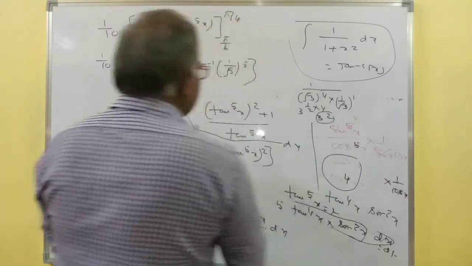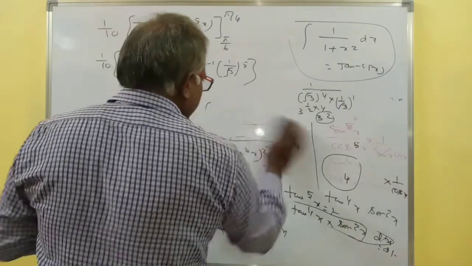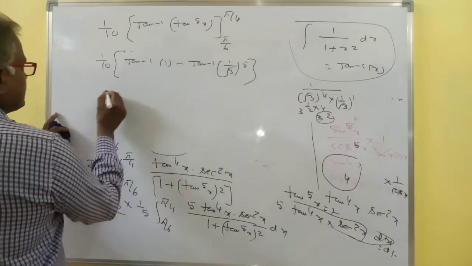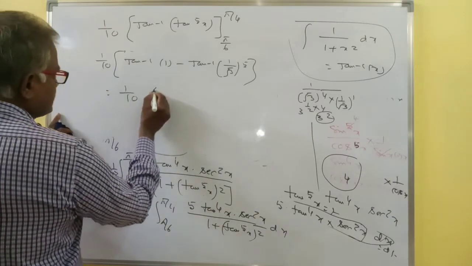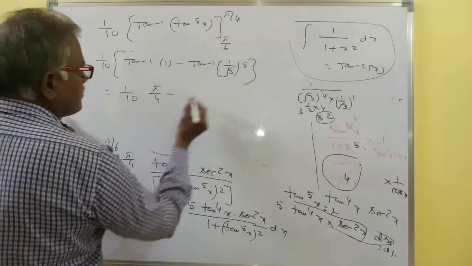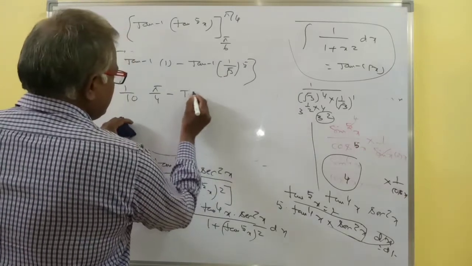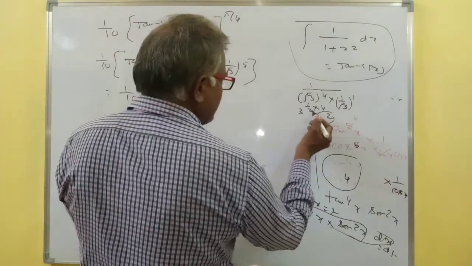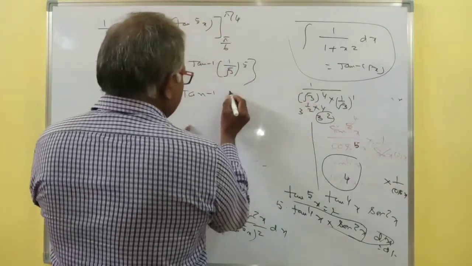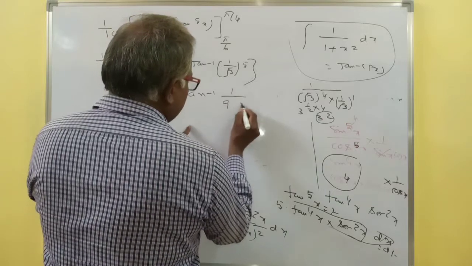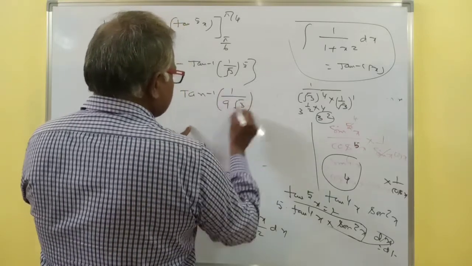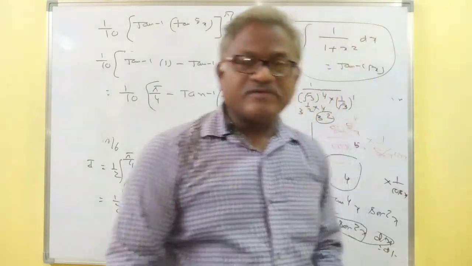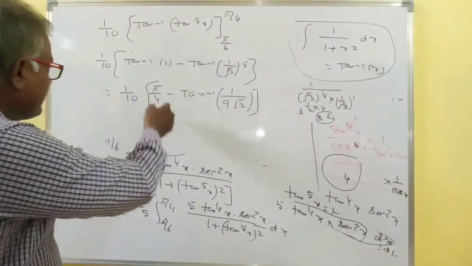Clearly, the final one: tan inverse 1 means pi by 4. So this is nothing but pi by 4, and this is tan inverse of 1 by 9 root 3. So this is the solution for the given problem.